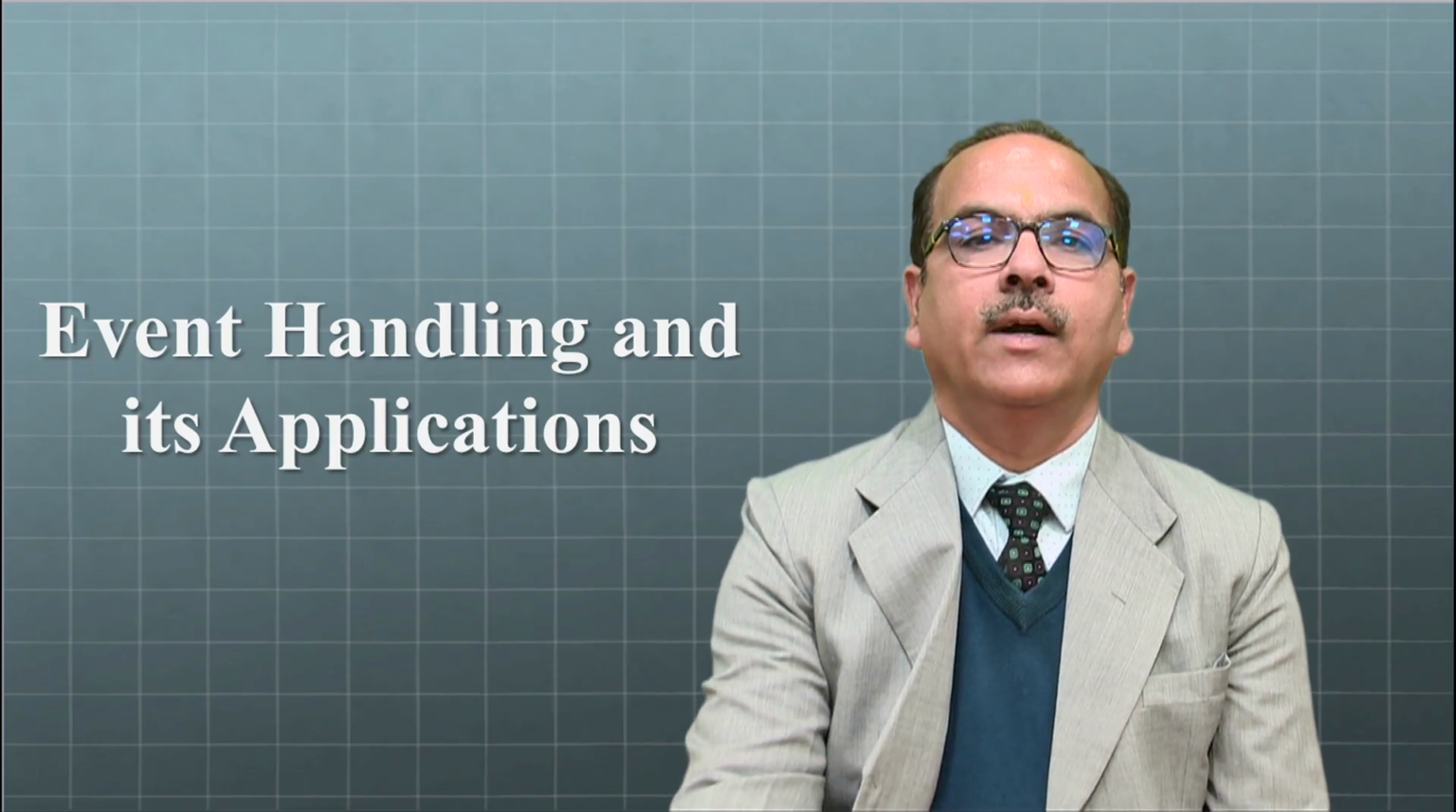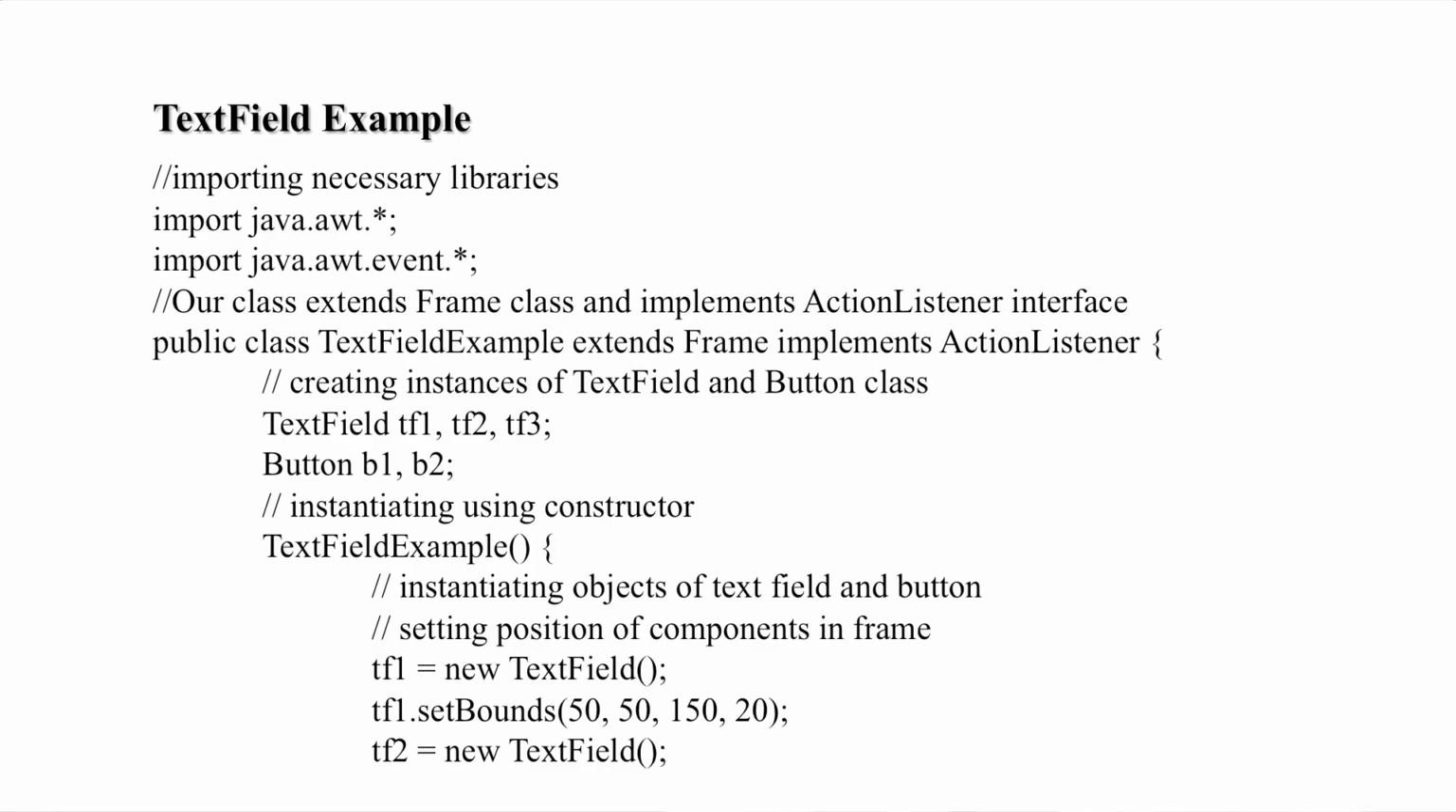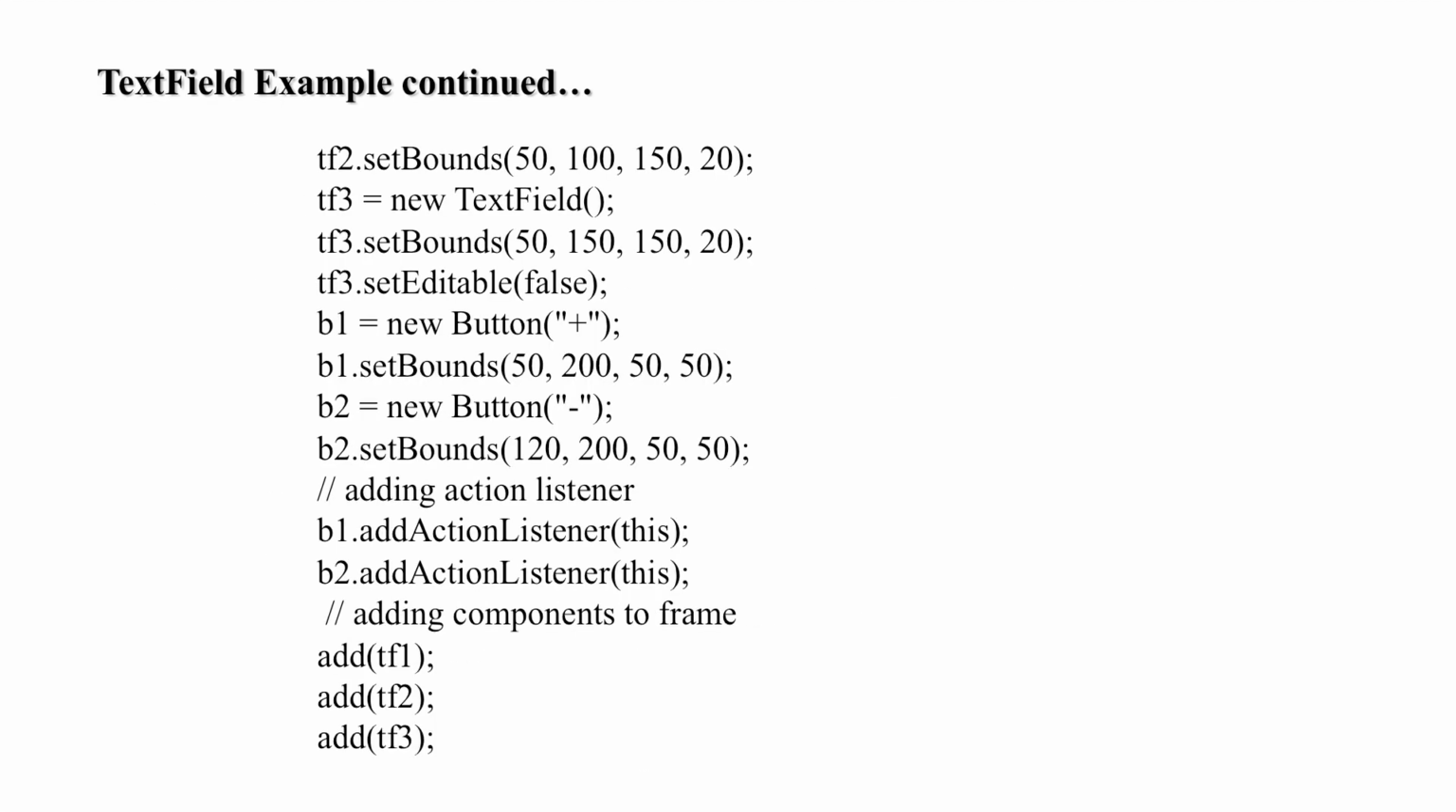Next is the text field example. Here we will implement the action listener interface and extend one frame also, and we will reserve some space for text fields. Then we have taken TF1, TF2, then here plus and minus. Plus minus means there are two boxes there.